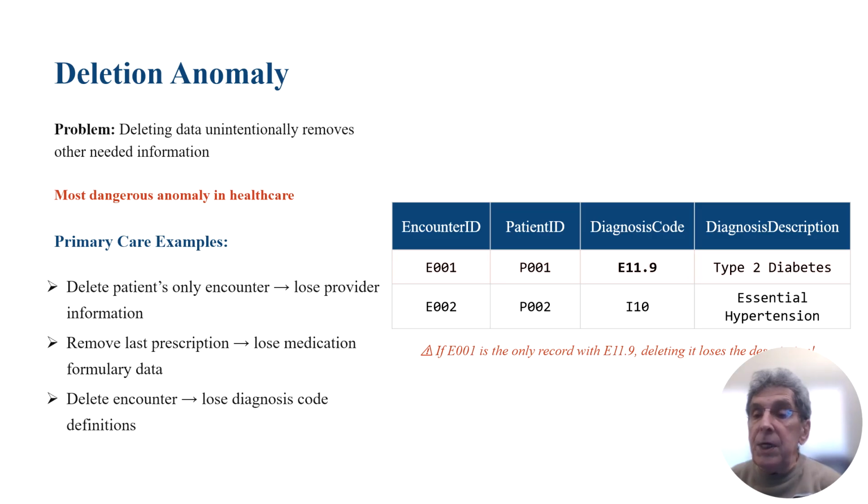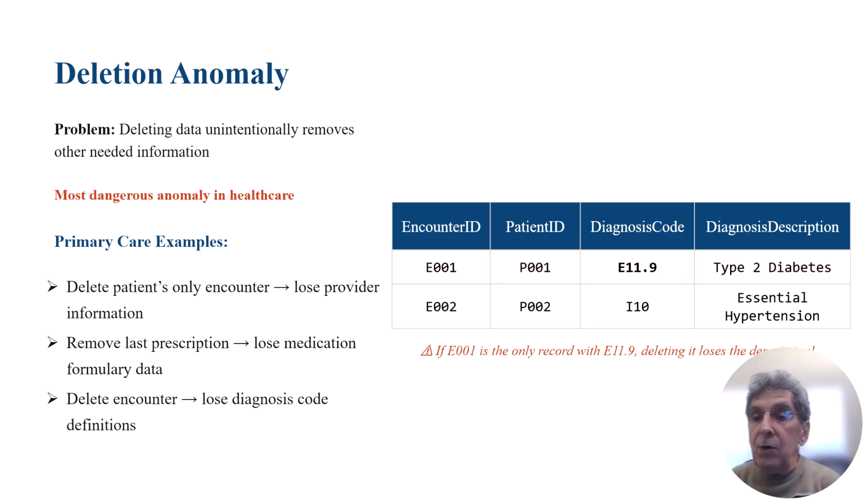because it results in permanent data loss. It occurs when deleting one piece of information inadvertently destroys another, unrelated information that was stored in the same row. Here's a healthcare example. A patient, James Wilson, came to your primary care clinic exactly once, 2 years ago, for an upper respiratory infection. His encounter record contains his demographics, the provider who saw him, Dr. Smith, and the diagnosis J06.9, which is upper respiratory infection unspecified.